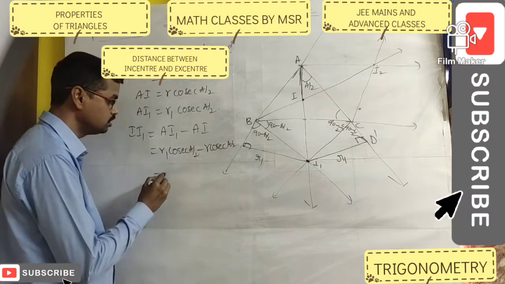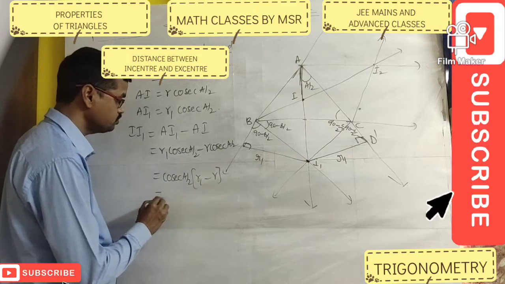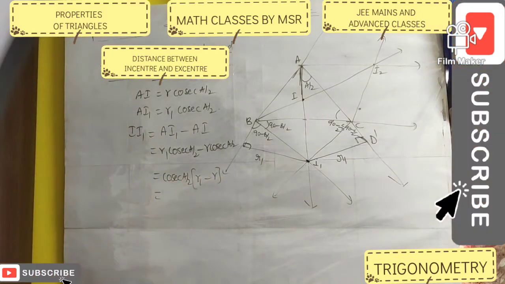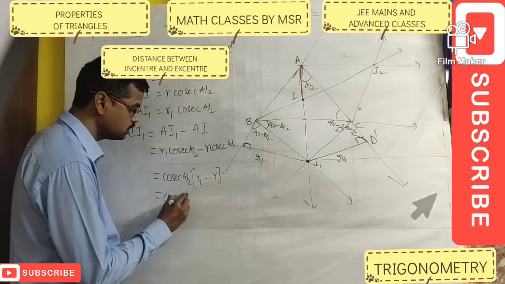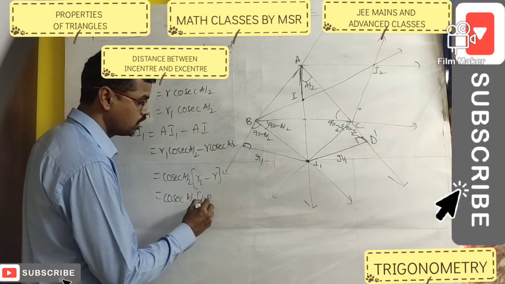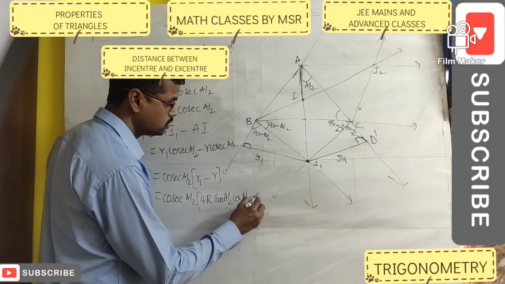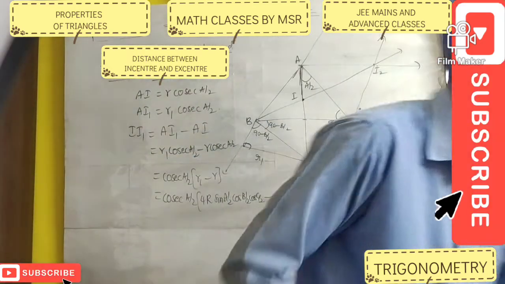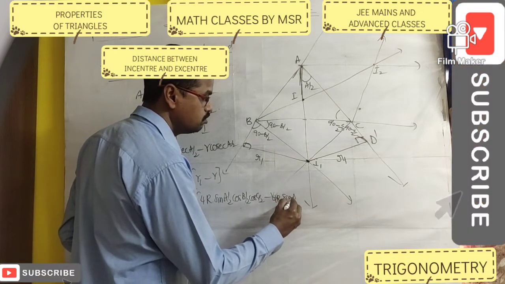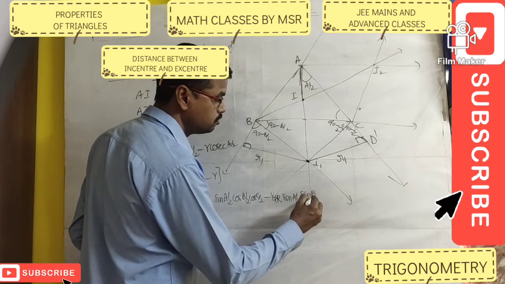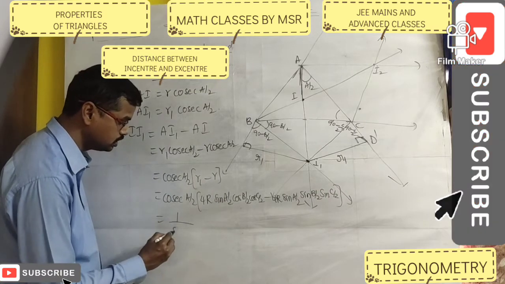Now take cosecant A by 2 common. Cosecant A by 2 into R1 minus R. Now R1 is 4R sin A by 2 cos B by 2 cos C by 2, minus R, which is 4R sin A by 2 sin B by 2 sin C by 2. Now cosecant A by 2 is 1 by sin A by 2.